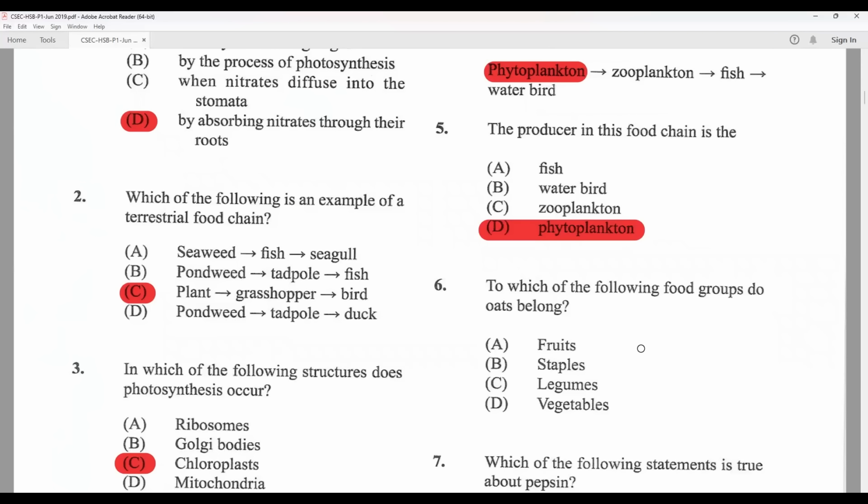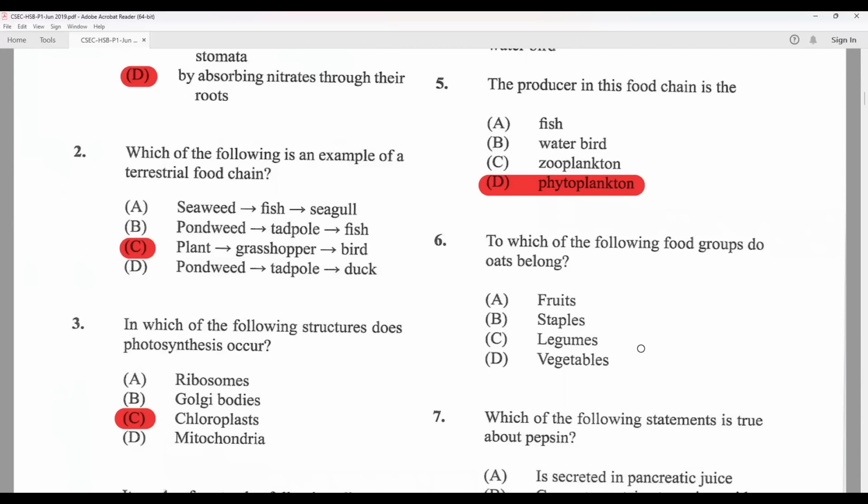To which of the following groups do oats belong? And we are very familiar with oats, and we know it's not a fruit, it's not a legume, and it's not a vegetable. It is a staple.